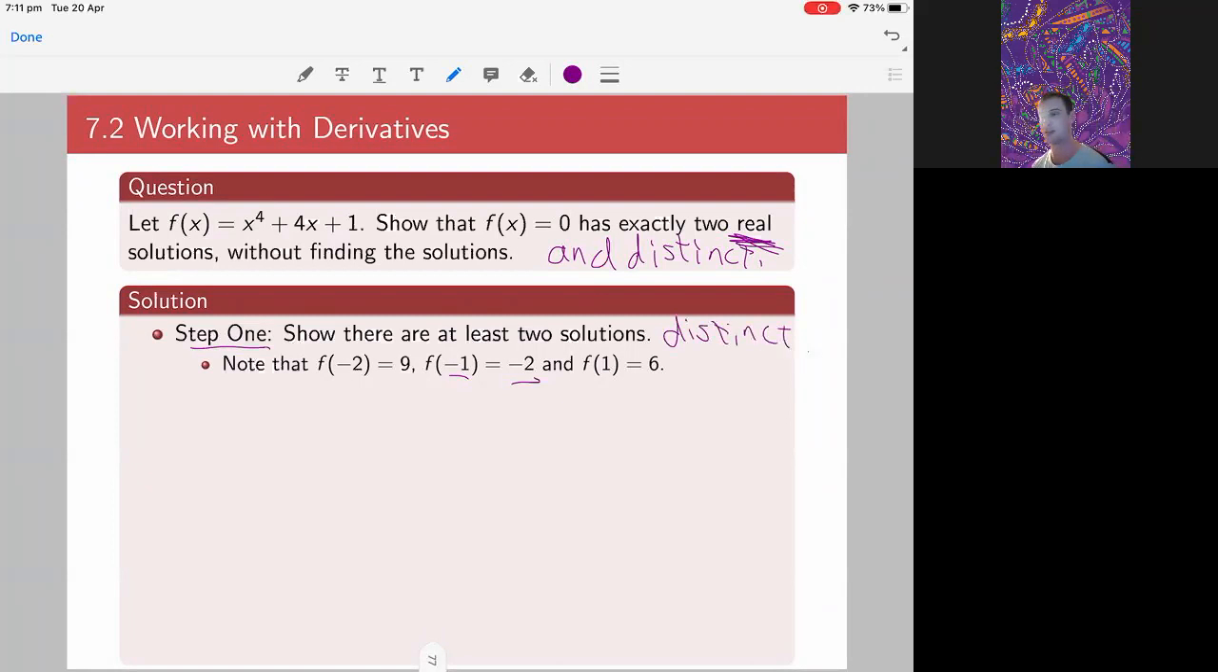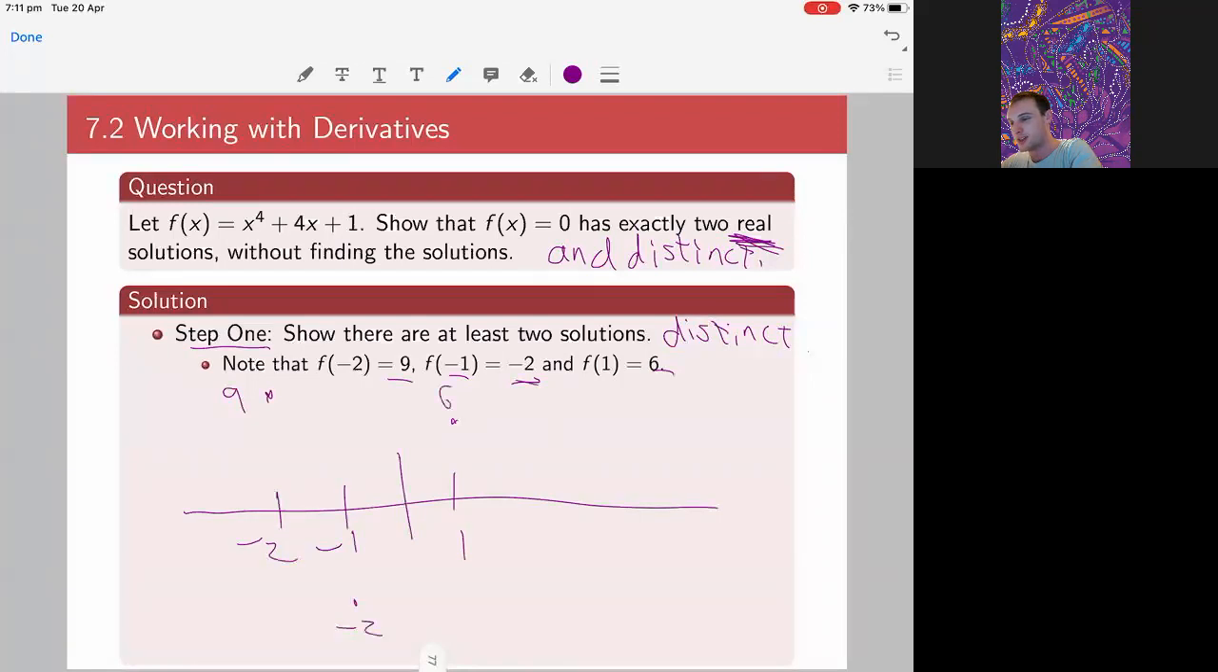Okay, so how do we do this? Well, as I said, I found 3 points on the graph where the function goes from positive to negative and then back to positive again. So -2, -1, and then up to 1. It was at 9 here. It jumped to -2 here and then went back up to 6.